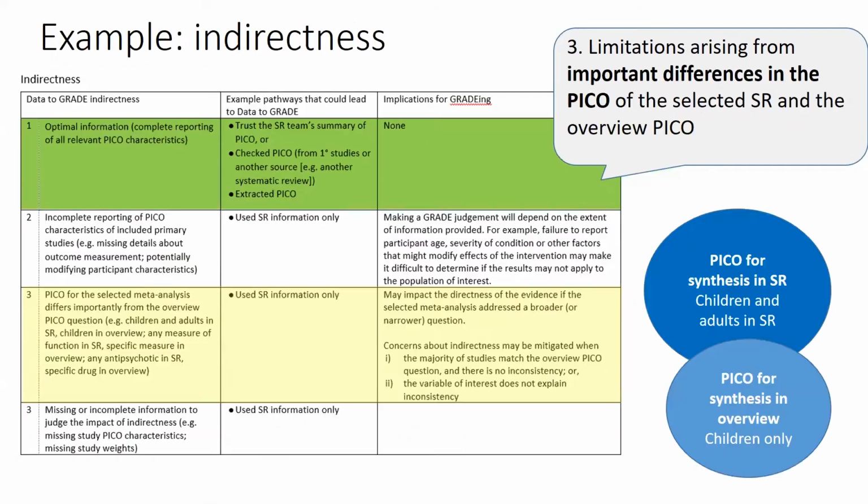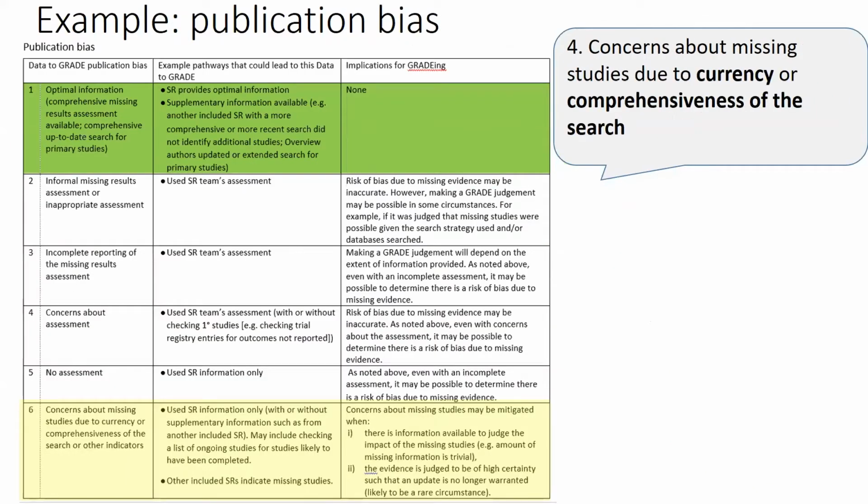Two of the other things that overview authors very frequently encounter are where they have limitations arising from important differences in the PICO of the selected reviews and an overview PICO. We've covered this one off under indirectness. And the other is where they have concerns about missing studies due to the currency or comprehensiveness of the search. And we've covered this off under publication bias.